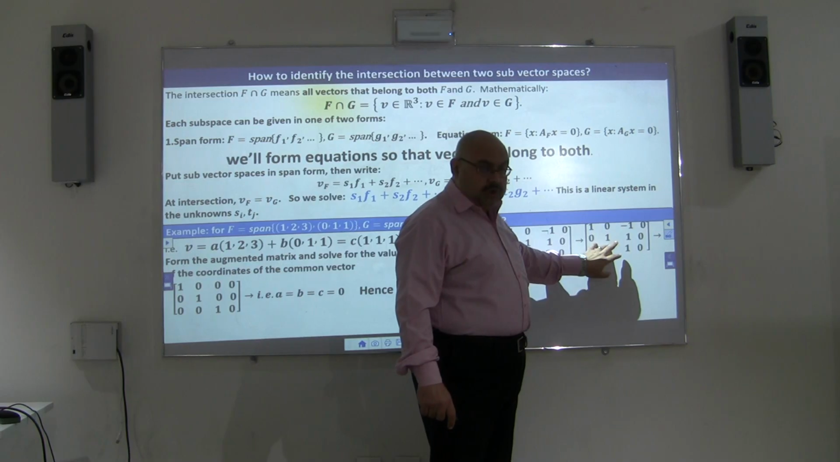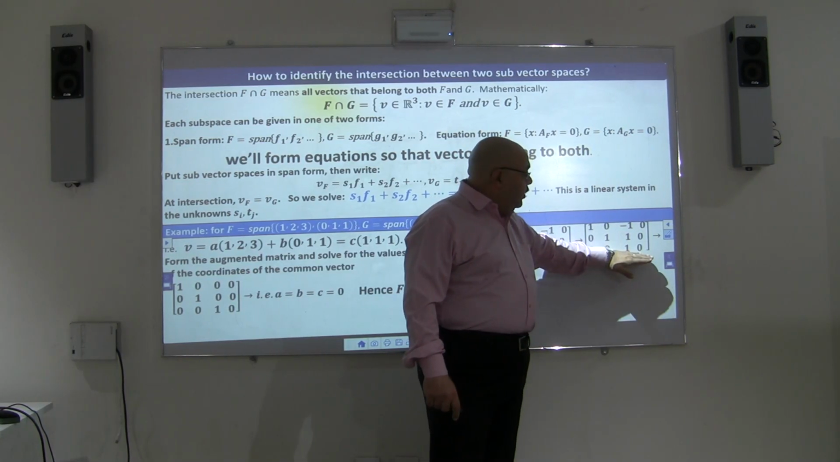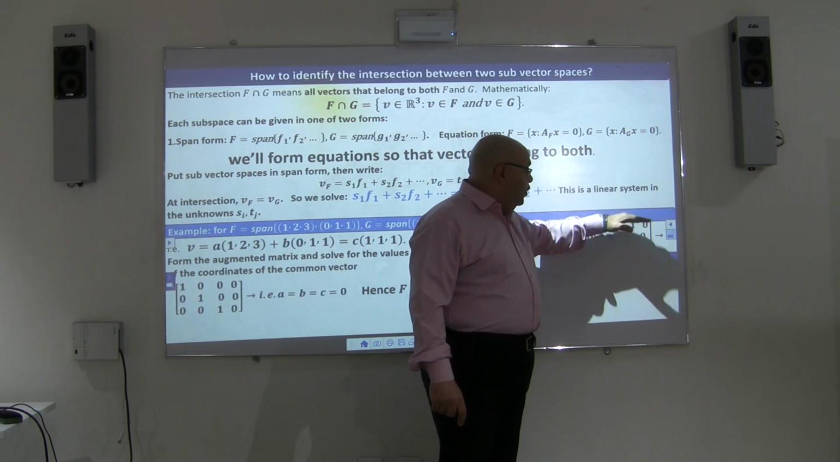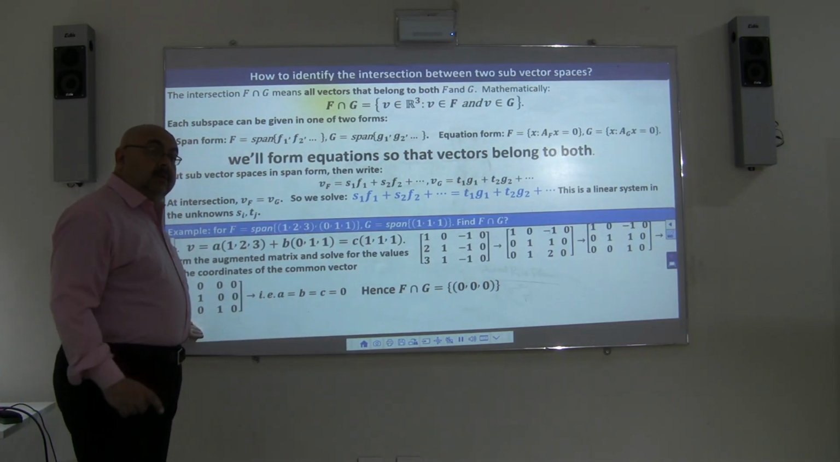You will have just only to adjust the last column. So I will multiply the third row by -1 and then add it to the second row. Then I will add the last row to the first row. This is what you get. This is the result.